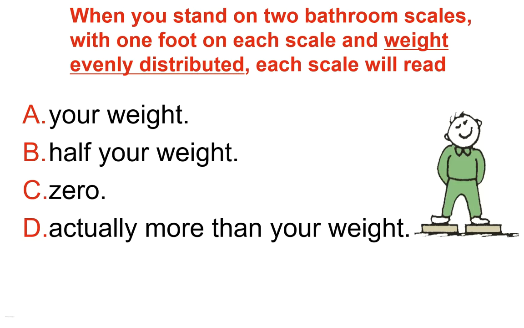When you stand on 2 bathroom scales with 1 foot on each scale and weight evenly distributed, so you have the same reading on both of the scales, you're not leaning to the left or leaning to the right. How much will each scale read?